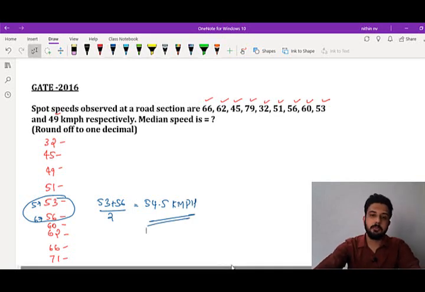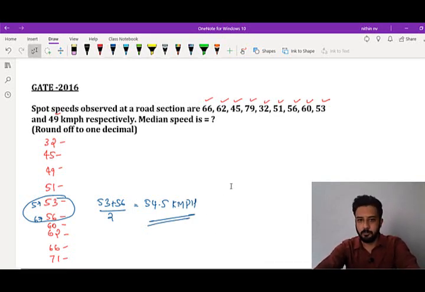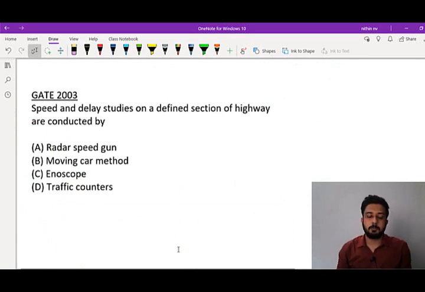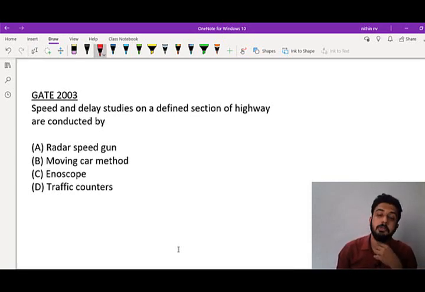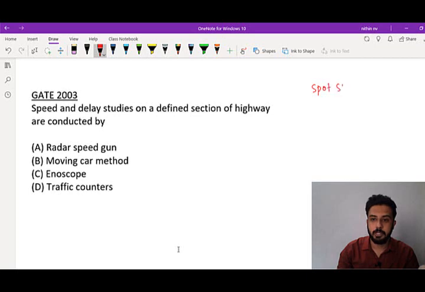Understood? So this is a GATE question. Like that, any question they can ask you. See, this is one question: speed and delay studies on a defined section of a highway are conducted by... I already told you, this is a removed topic from the GATE examination, but they can ask you because it is somewhat related to speed and delay. We have studied why we use the Enoscope or the speed gun. That is for spot speed, an instantaneous speed.